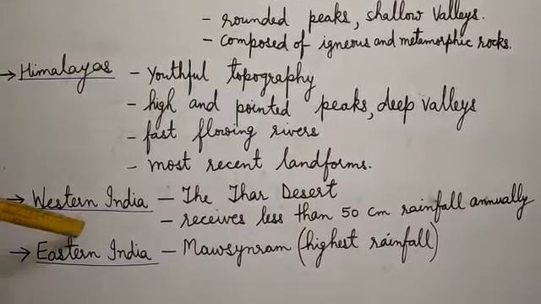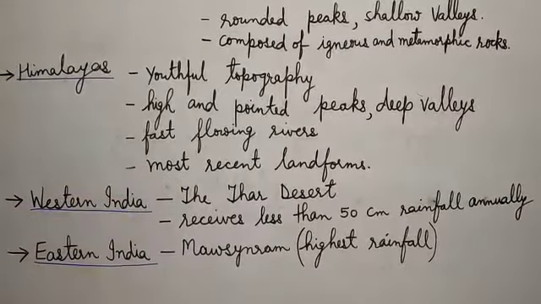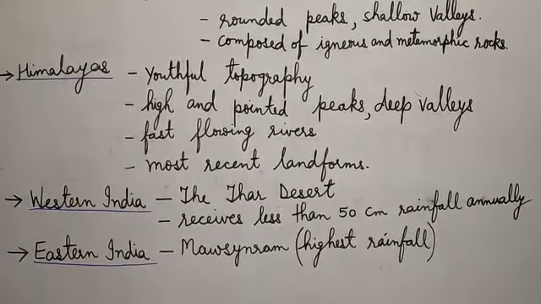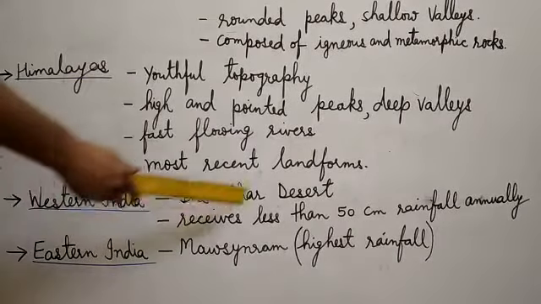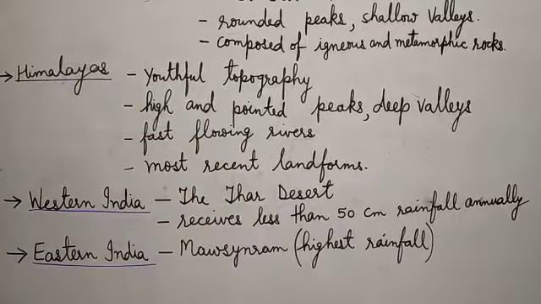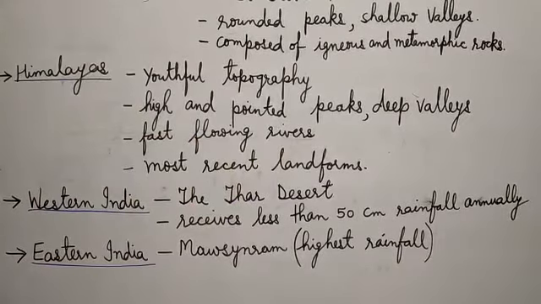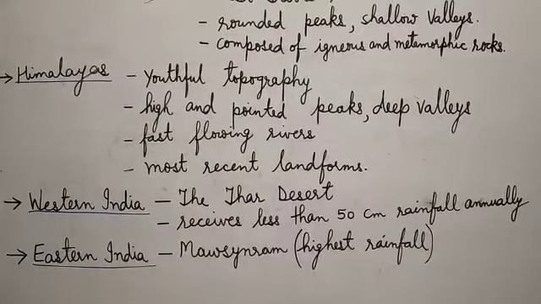Now in western India, we know about the Thar Desert. It covers the states of Gujarat and Rajasthan. The amount of rainfall is very less over here. It is less than 50 centimeters annually. Less than 50 centimeters. Scanty rainfall.